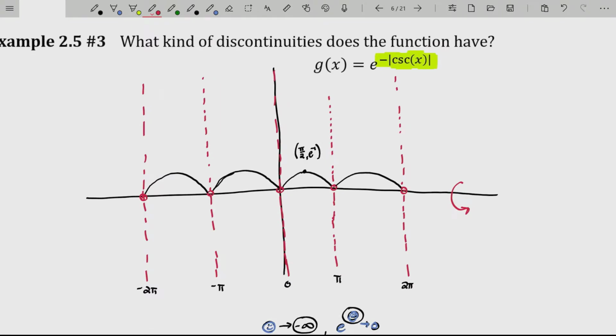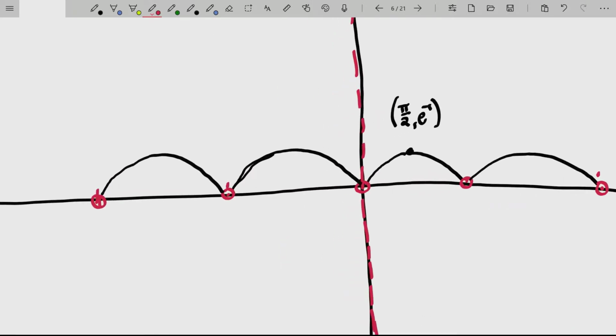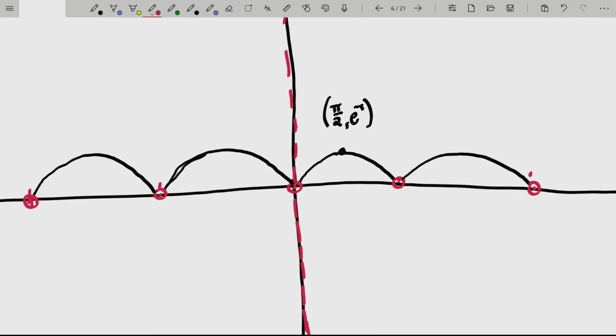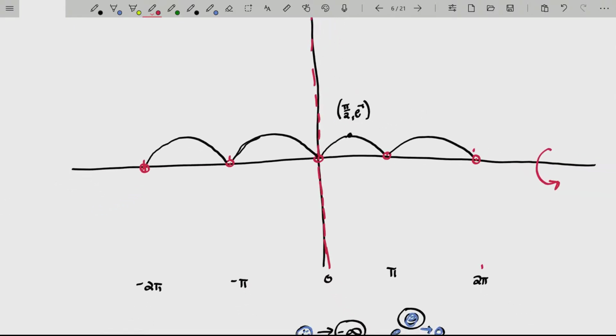That is the graph of e to the negative absolute value of the cosecant of x. Now the original question was, what kind of discontinuities does this function have? You can see the limits from the left and right both exist and equal each other at each of these points, at pi, at 2 pi, at 0, at negative pi, and negative 2 pi. So it's not an infinite discontinuity. Also, if they're equal to each other, it's not a jump discontinuity. These are removable discontinuities because there are holes in the graph there. So all these are removable discontinuities.